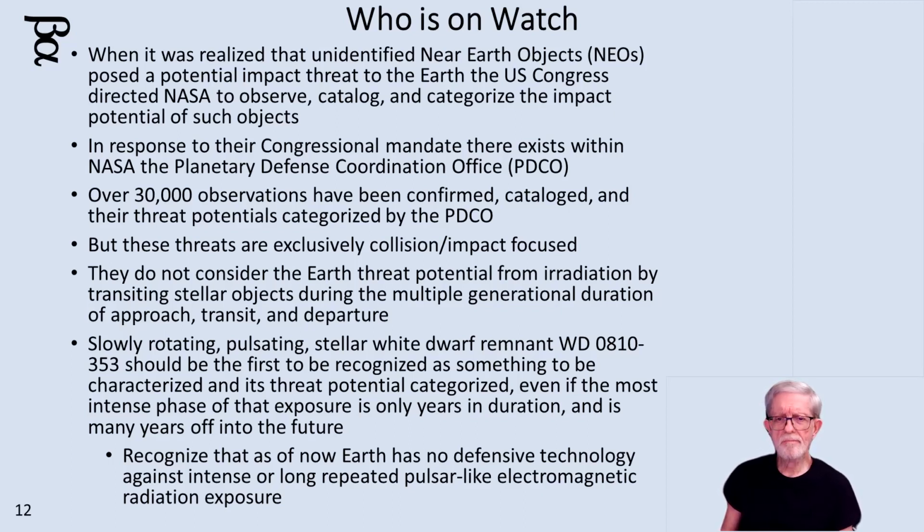We have a slowly rotating, pulsating stellar white dwarf. It's a remnant of an original star that's now towards the end of its life. It needs to be recognized as something that should be characterized and its threat potential evaluated, even if all we get is a light show. But also realize that if it was a threatening emanation, then we currently have no defensive technology against intense or long repeated pulsar-like electromagnetic radiation on the Earth. Sure, we have an atmosphere, but it's only going to be good up to a certain level.